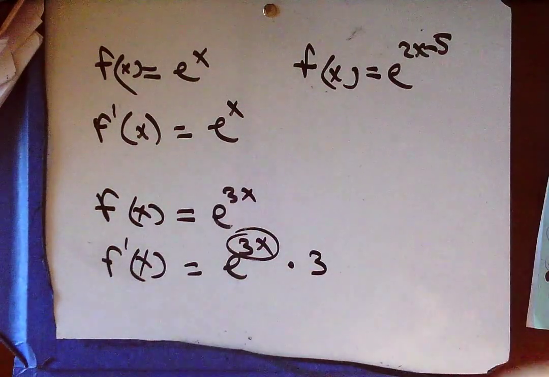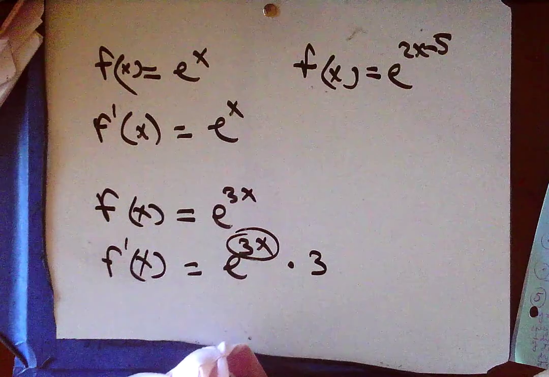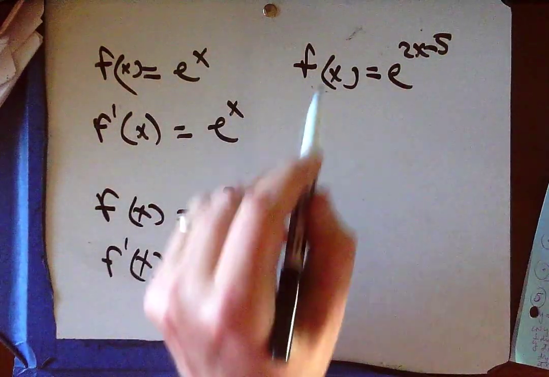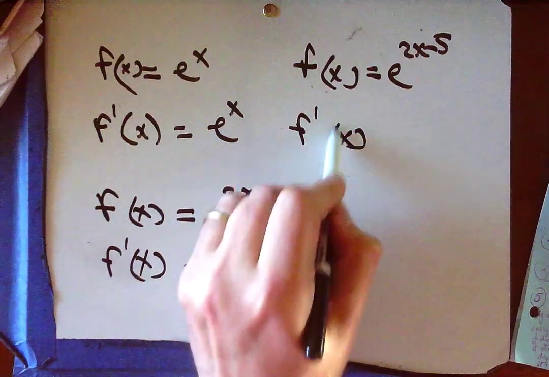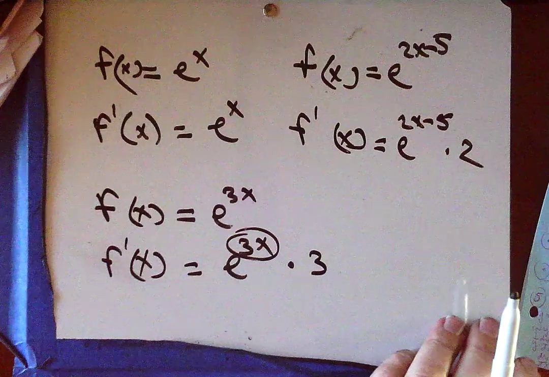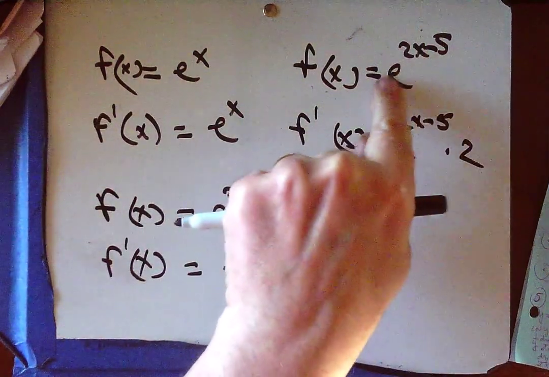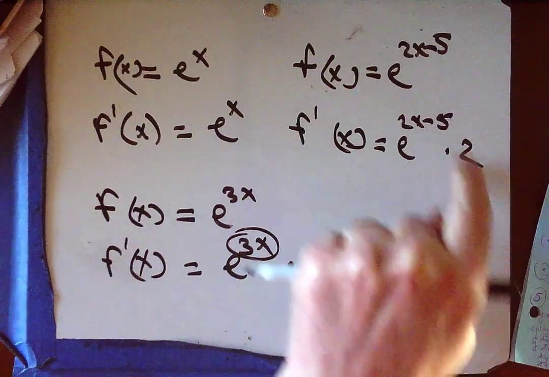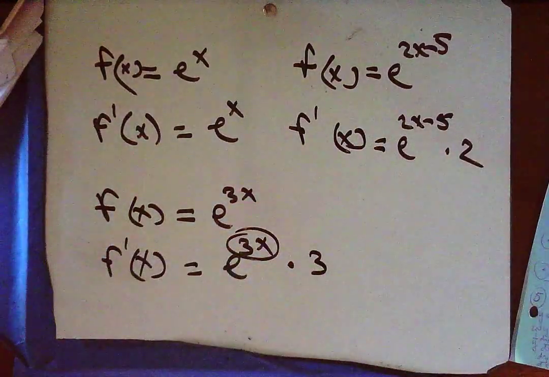Will you show me what that derivative is? Did you get f prime of x is going to be e to the 2x minus 5 times 2? Because remember, the derivative of e to the stuff is e to the stuff times derivative of that stuff. Good. And that seems all very reasonable and straightforward.